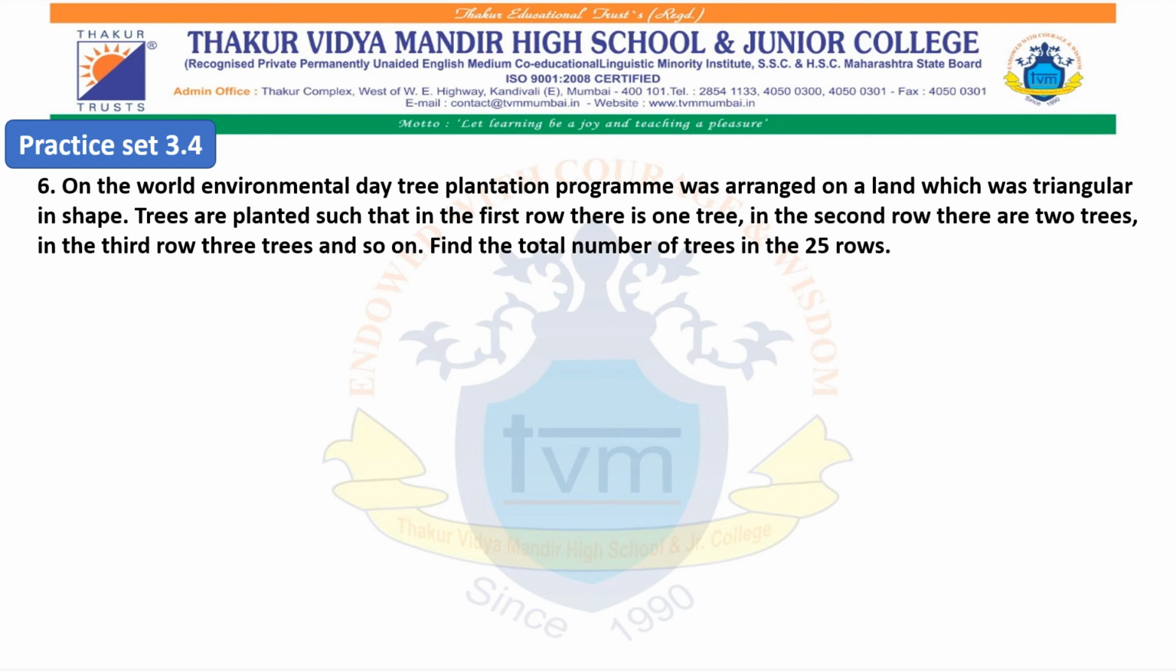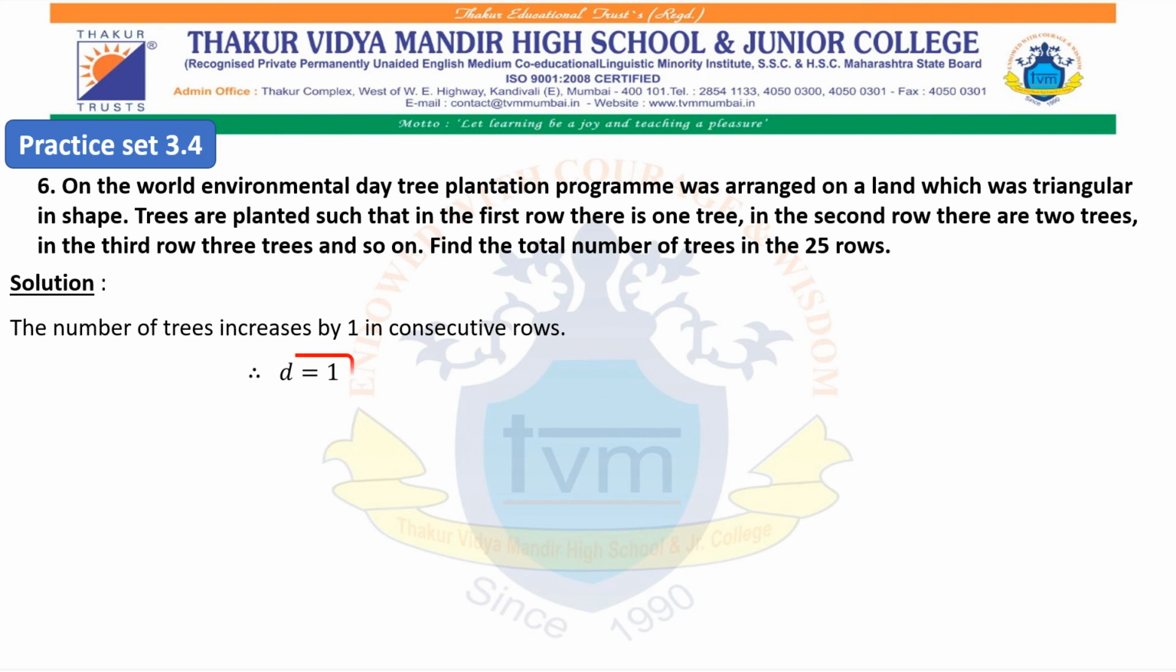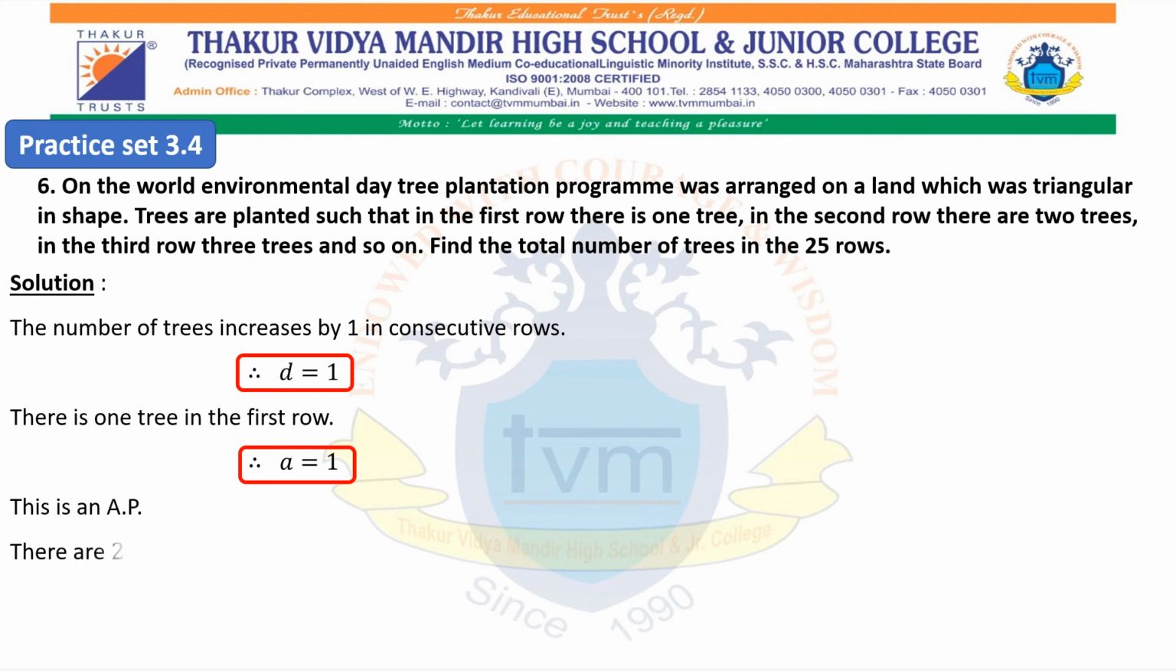Here they had said in the first row they had planted 1 tree, in the second row 2 trees, in the third row 3 trees, means in every row they are increasing the number of trees by 1. Means we can write that the number of trees increases by 1 in consecutive rows. Therefore, we can take the common difference as 1. There is 1 tree in the first row. Therefore, we can also take the value of A as 1. This is an AP. There are a total of 25 rows. Means we can take the value of N as 25.